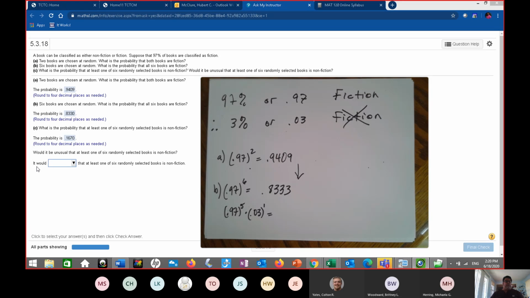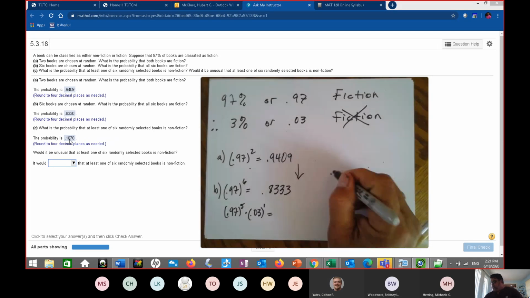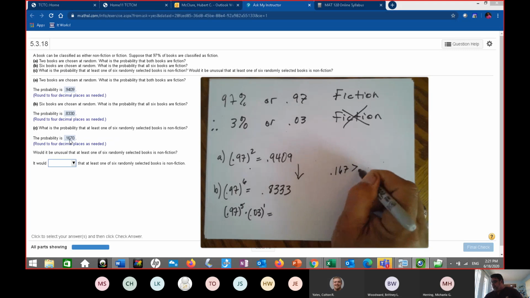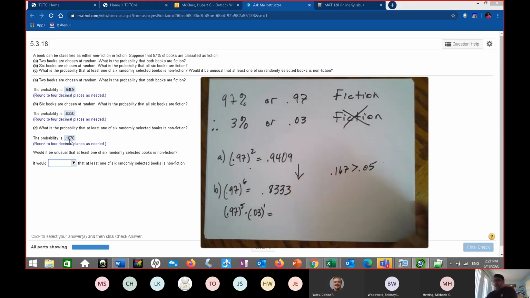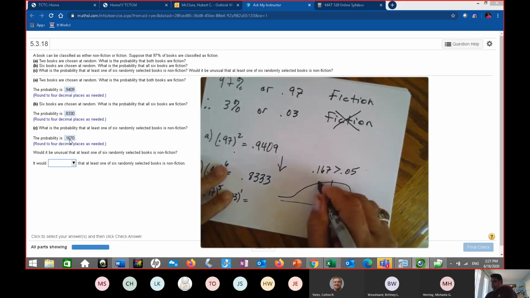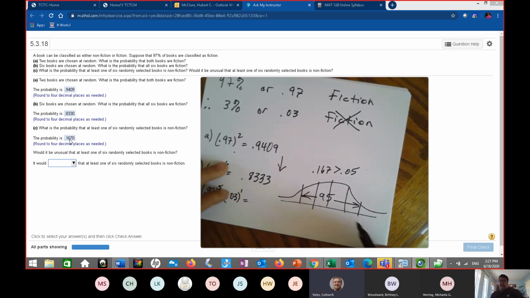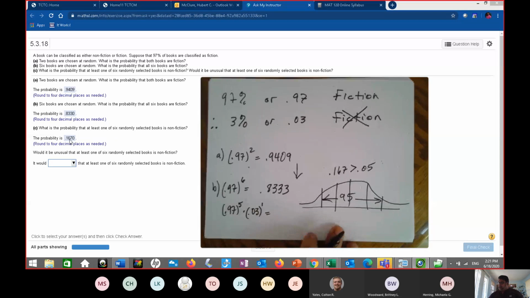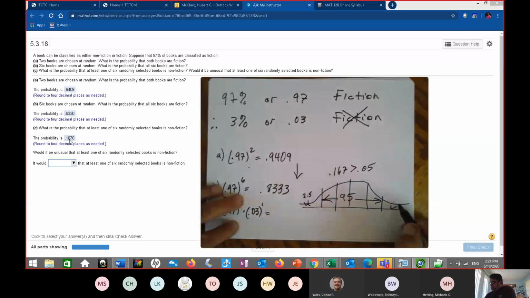Now, what does this say? Would it be unusual? Well, 0.167 is above 0.05. And remember our unusual rule: 95% falls within 2 standard deviations. And after that, outside is unusual, right? This is unusual at 2.5%, and this is unusual at 2.5%.